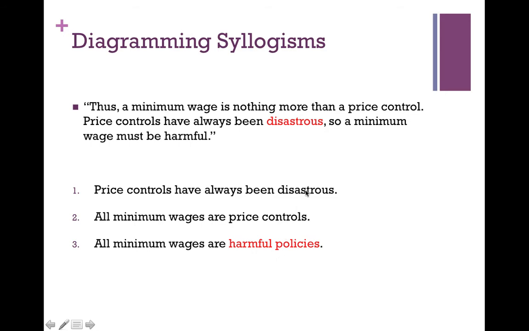So we'll need to drop disastrous and put in place harmful policies just so that we're consistent with our terminology. And we also need to add our copula as well. So basically we need to put this proposition into standard form. We need to have our quantifier, our subject, our copula, and then our major term right here. So it's just going to be something like this. All price controls are harmful policies. And that is basically the argument that is being made here. All price controls are harmful policies.